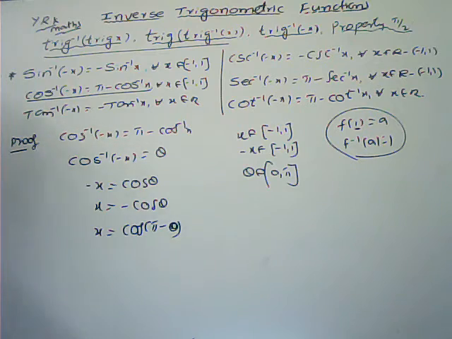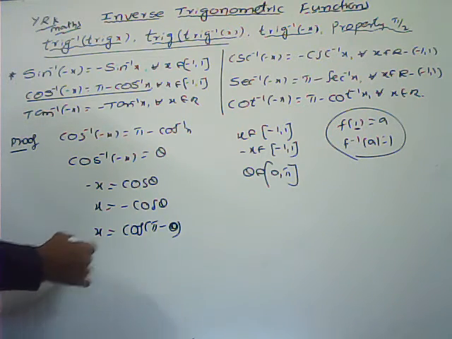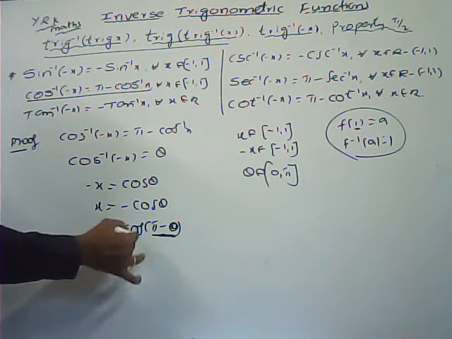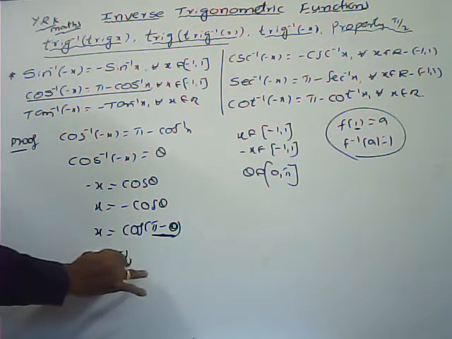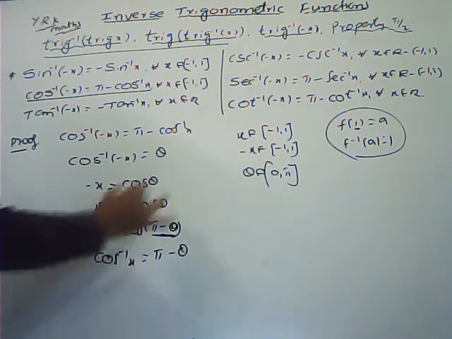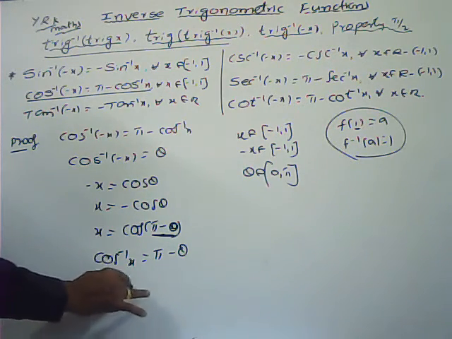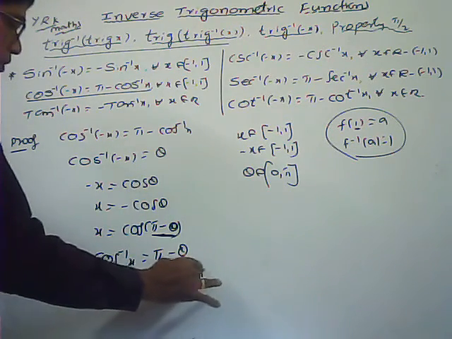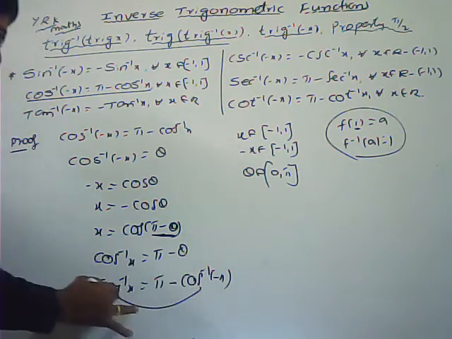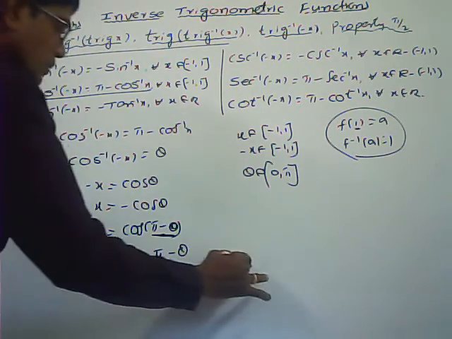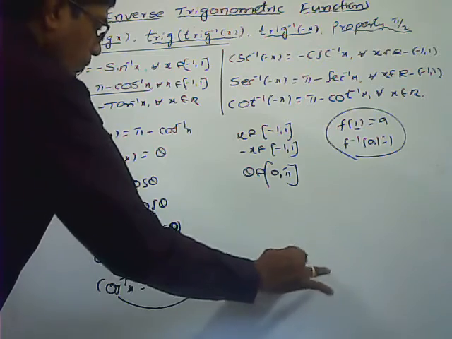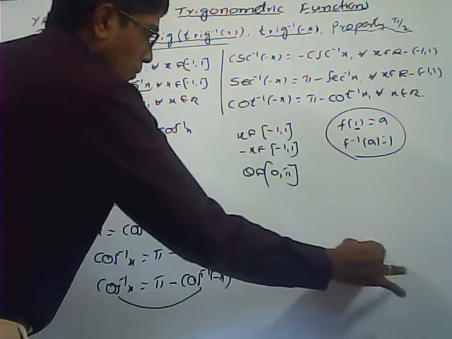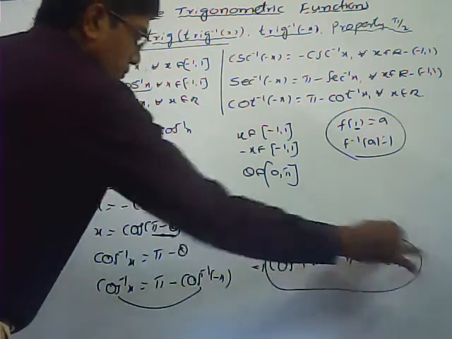Now here, if it belongs to 0 to pi, then we can write cos inverse of x equals pi minus theta. Cos inverse of x equals pi minus, and what is theta here? Cos inverse of minus x. So these two we can interchange. Cos inverse of minus x equals pi minus cos inverse x.